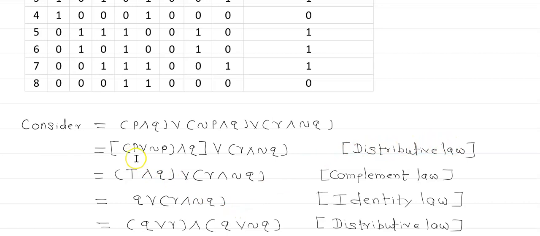Now, what is the negation of P? Here, the negation of P is T, and T and Q, that is, there is a complement law. And keep this as it is, that is R and negation of Q.